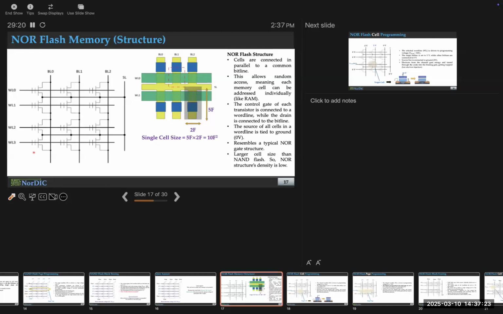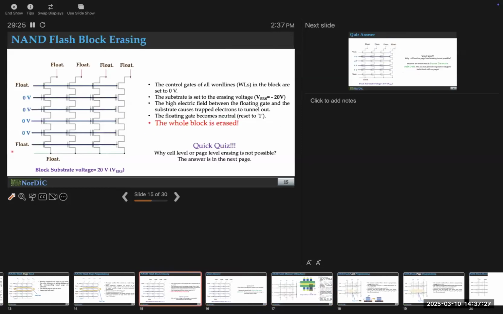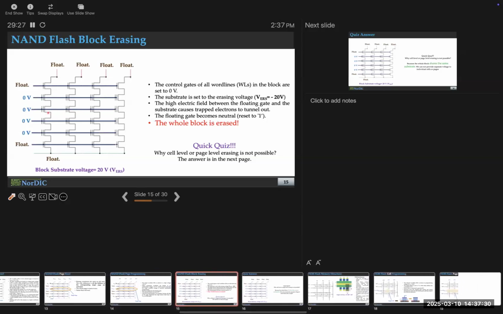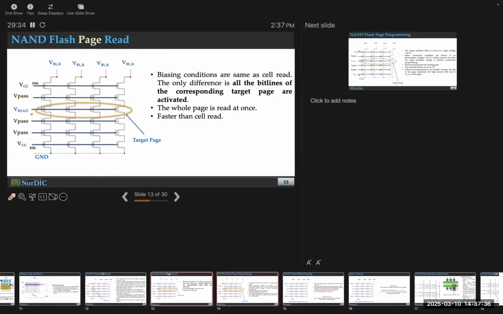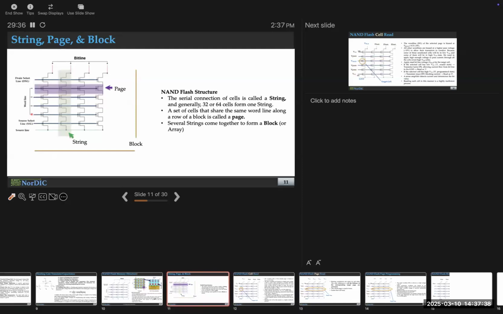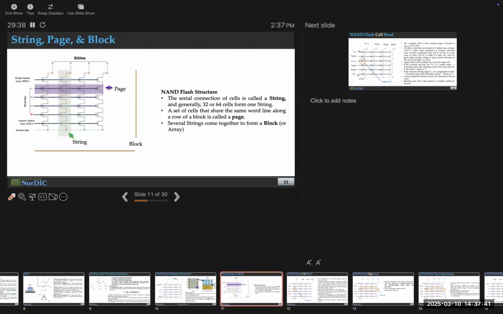Don't worry. NAND flash, it's difficult to access each and every cell individually. What you do in NAND flash is we basically read a page. And let me go back here. Yes, this slide is important for you to understand the guest lecture. So to familiarize yourself, we'll cover this.